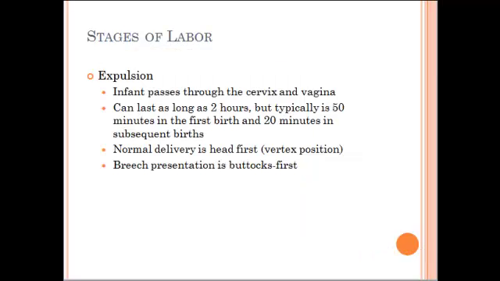Next we have the expulsion. Expulsion, the infant passes through the cervix and the vagina, and actually comes out of the mother's body. This can last as long as 2 hours, but typically it's around 50 minutes in the first birth, and maybe as little as 20 minutes in subsequent births. And normal delivery is head first, and that's how you want the baby to be born. And if it's backwards, if the rear end is coming first, they call that a breech position.